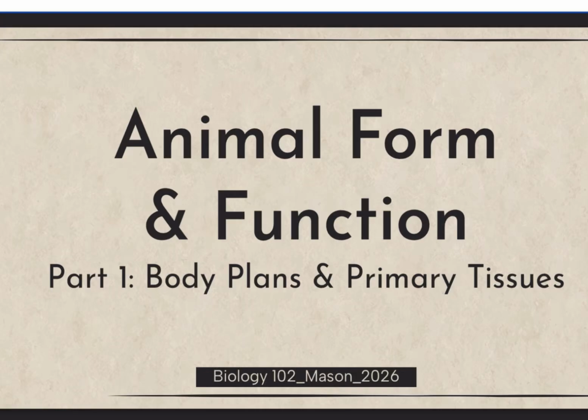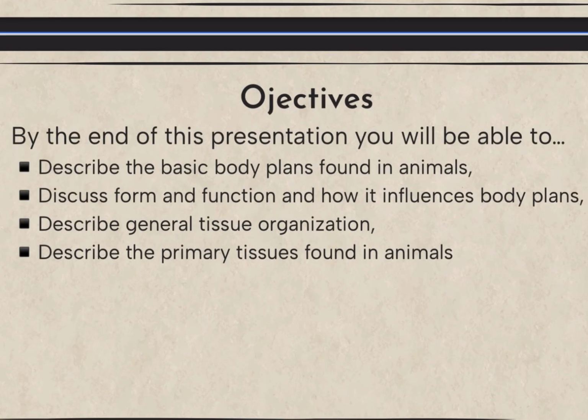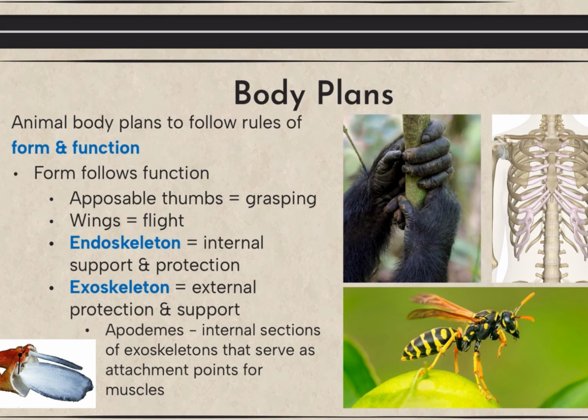Today we are going to look over animal form and function, specifically with the human body, because humans technically are animals and it's the easiest for us to remember. So this is going to be part 1, where we're looking at our body plans and the primary tissues. Go ahead and pause if you'd like to read our objectives for today. And we're going to go ahead and start off with body plans.